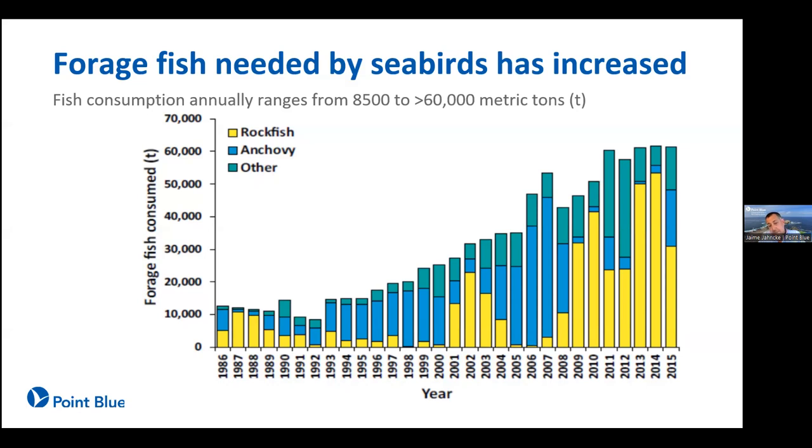So what I show here is the amount of fish needed by the birds on the Farallon Islands from 1986 to 2015. And just to make the point that the low populations that we had in the 1980s needed about 10,000 metric tons of fish to survive. But by 2015, the 300,000 birds that we had at that time needed about 60,000 metric tons of fish to survive. And this is important because for some of the fisheries that we have, the harvest quota has not been changing over time. And we have been trying to influence that.